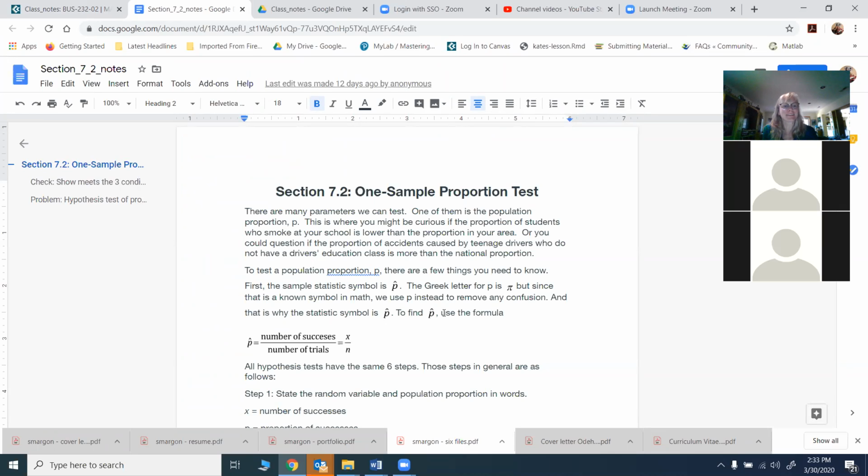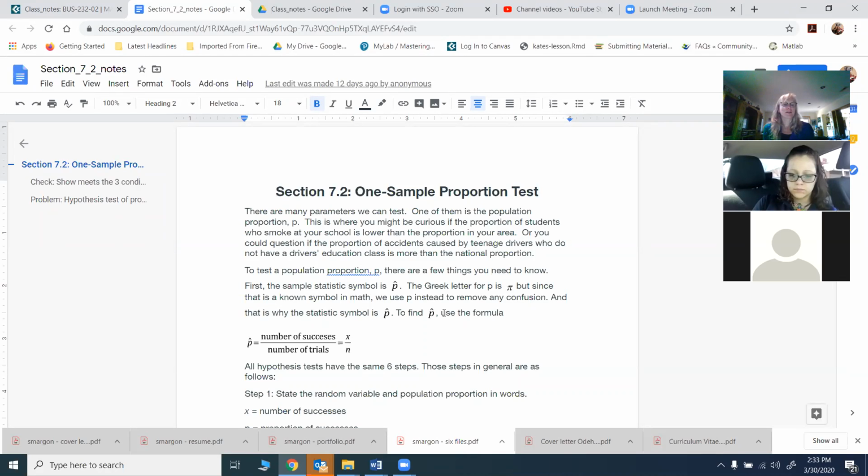So here we are in 7.2. We talked about the mechanics of what a hypothesis test is last time. And today we're going to actually do an example of one for a proportion. So if we're trying to say something about a proportion, we're going to look at that example. Then we're hoping to get into one that deals with a mean.